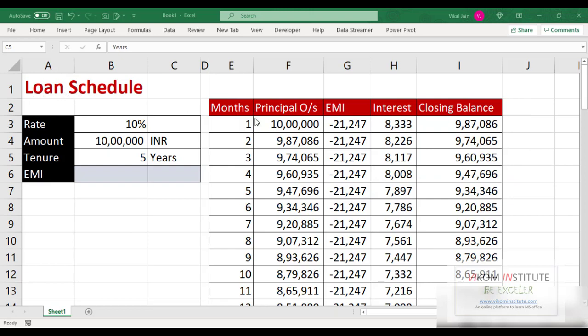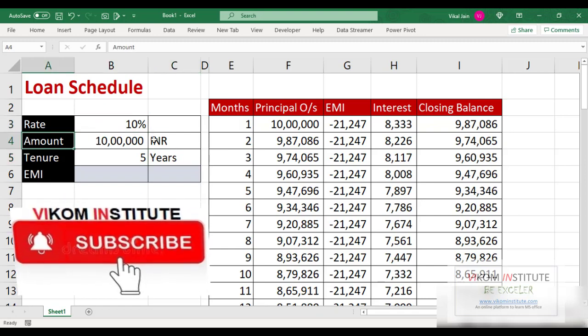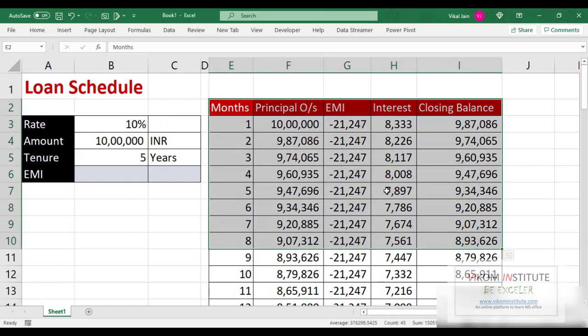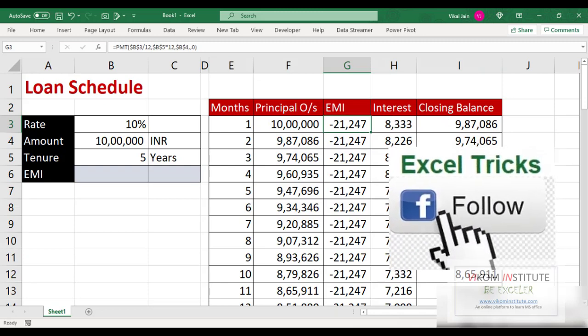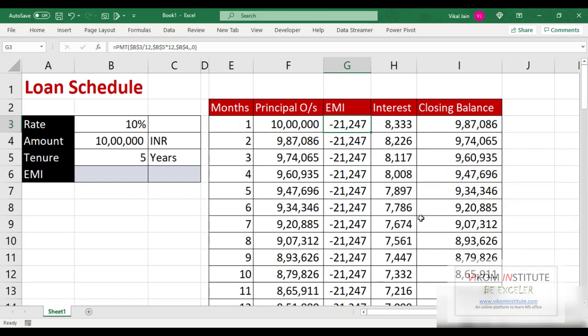in Excel. So here we have three things: rate 10%, amount 10 lakh INR and tenure 5 years. So we are going to make a loan schedule from these three things here. So we are going to calculate our EMI, we are going to calculate our outstanding closing balance, then we are going to make our loan schedule like this. This is a simple loan schedule and our loan is monthly payable at the end of the month. So we are going to calculate our EMI, and how can we calculate our EMI?